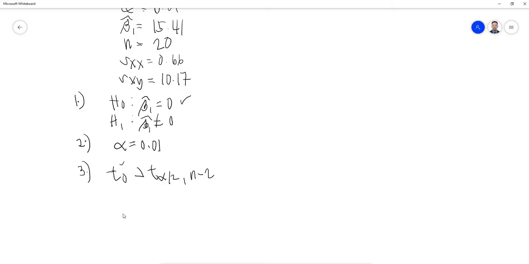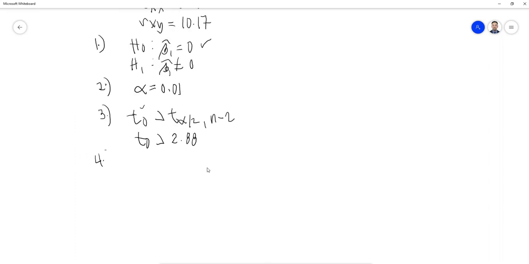Therefore, the condition is t sub o greater than our reference value from the t table, which is 2.88. If this is true, we will reject the null hypothesis. If otherwise, or if it is false, we will fail to reject the null hypothesis. Next step, we will get the test statistic for the slope, t sub o.